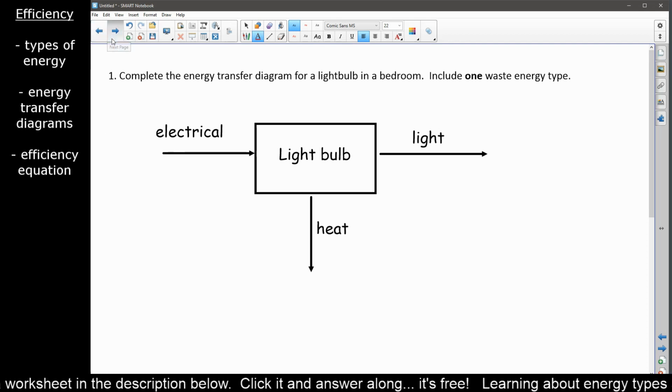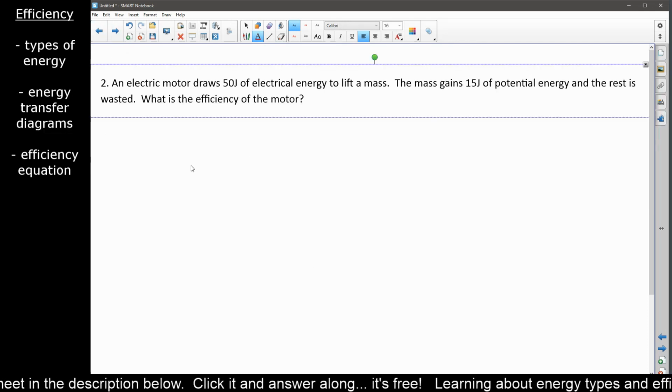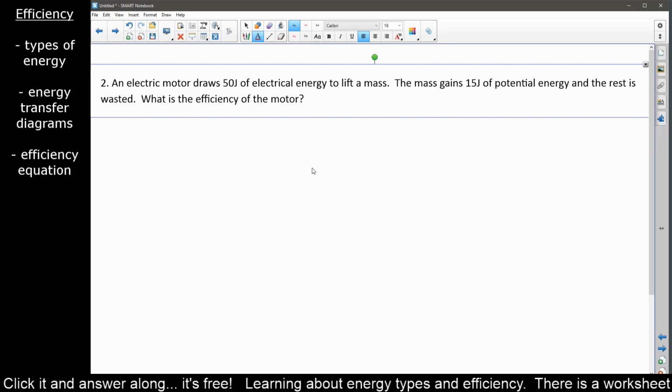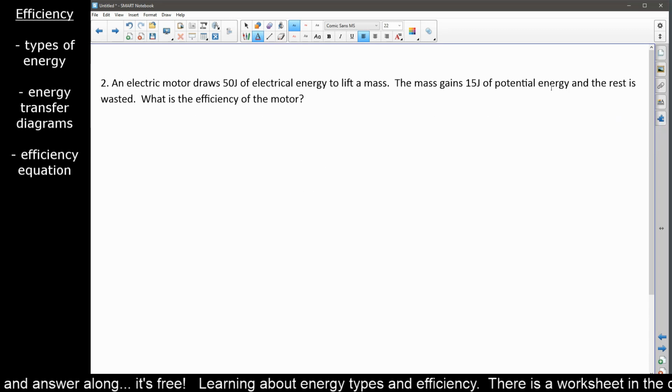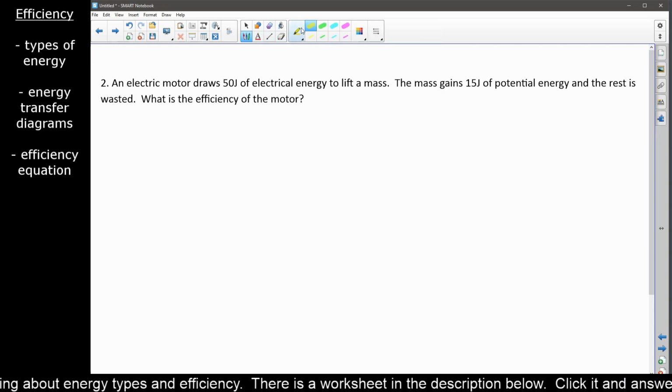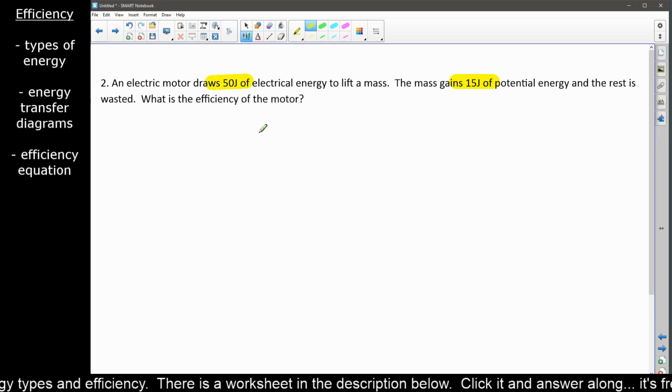On to question 2. An electric motor draws 50 joules of electrical energy to lift a mass. The mass gains 15 joules of potential energy and the rest is wasted. What is the efficiency of the motor? Okay, if it gains 15 joules of gravitational potential energy, that's the purpose of the motor lifting it. So this here is our useful energy output. This is our total energy input.